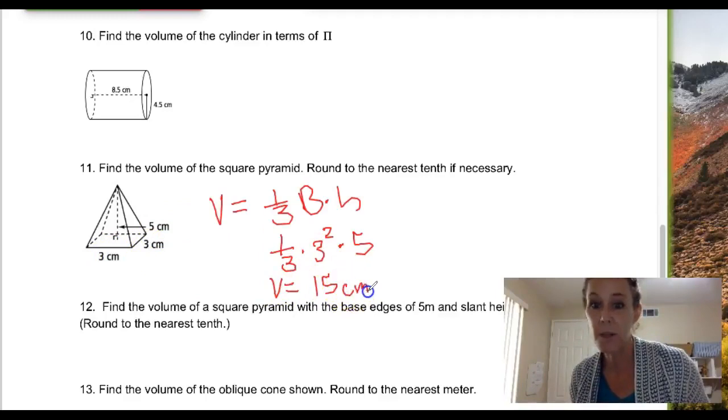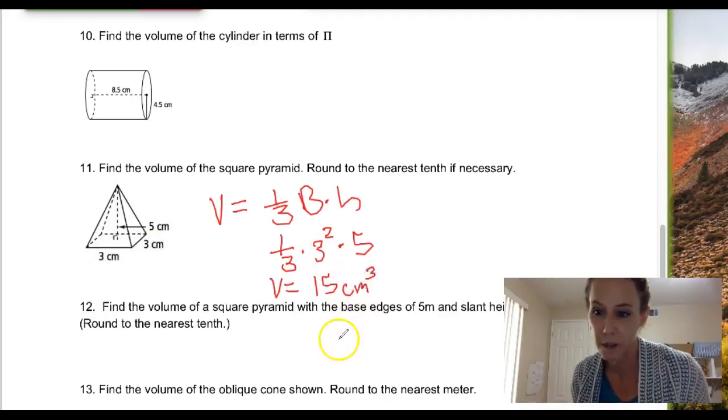So centimeters cubed. And my daughter's playing the drums. Oh, wow. Okay.